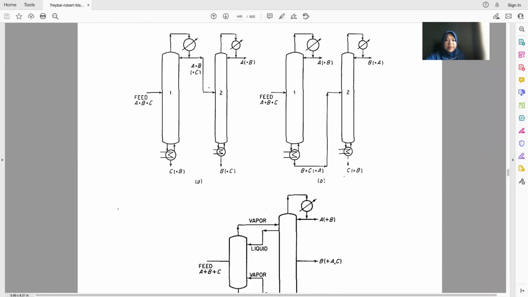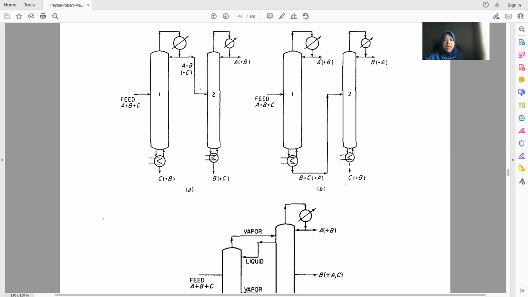we may separate A first, and then separate B and C. Or maybe we have the top product A and then we have B and C. So in this case, the distribution is between A and B, for example, or B and C, for example, here.